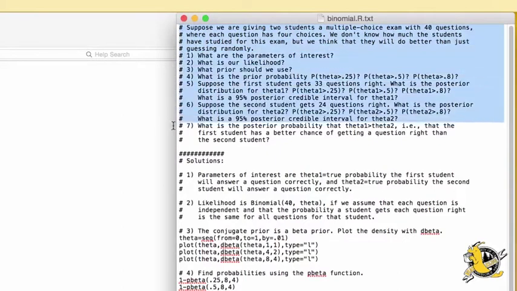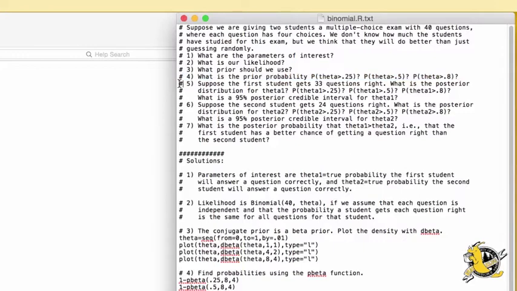So here up in the comments section, I'm giving you the background and we'll pose 7 questions. First, what are our parameters of interest? Next, what is our likelihood? What prior should we use? For this prior, for theta, we can ask what's the prior probability that theta is greater than 1/4, which would be guessing randomly, theta is greater than 1/2, or theta is greater than 0.8.